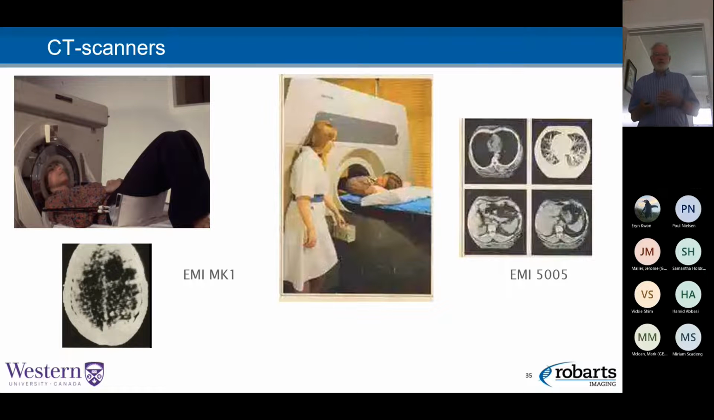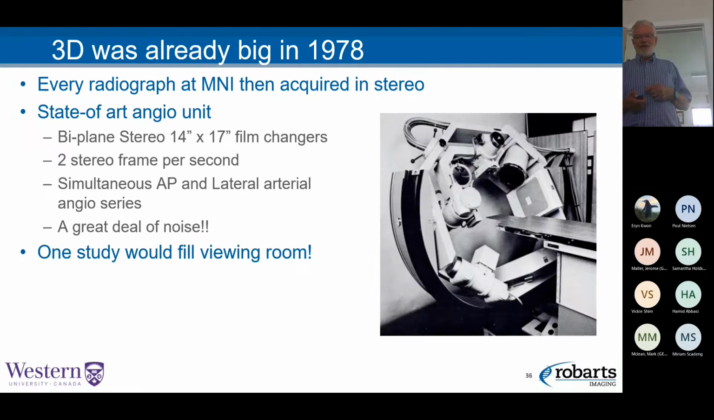So when I arrived in Montreal, we worked with the EMI Mark 1 CT scanner and the EMI 5005 CT scanner, which was the next generation up that could do body scans as well as head scans. And these provided the ability to do three-dimensional imaging if you stack these slices up. But strangely enough, the people at Montreal were already very familiar with 3D imaging.